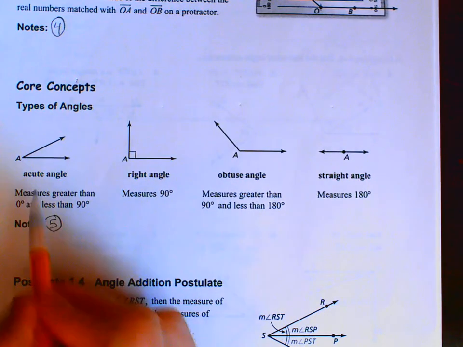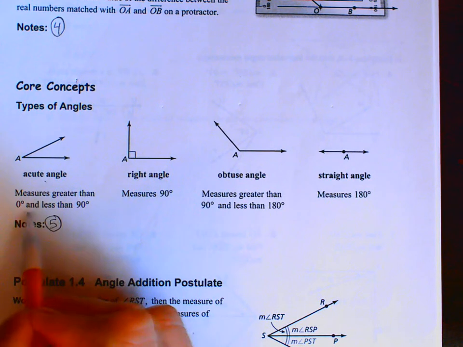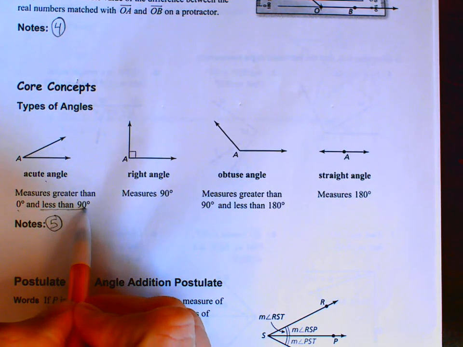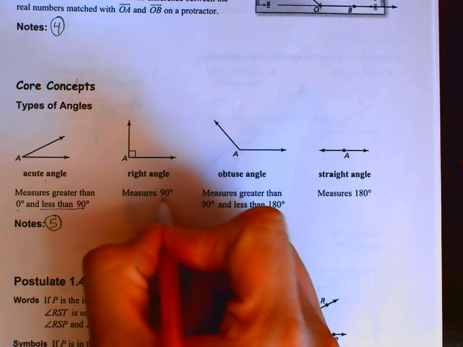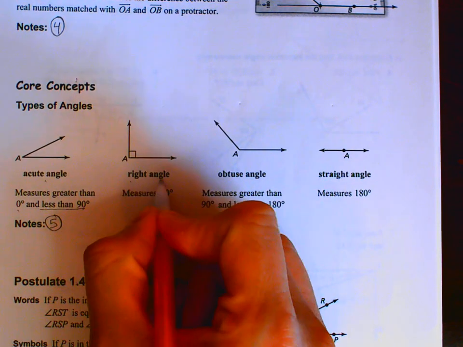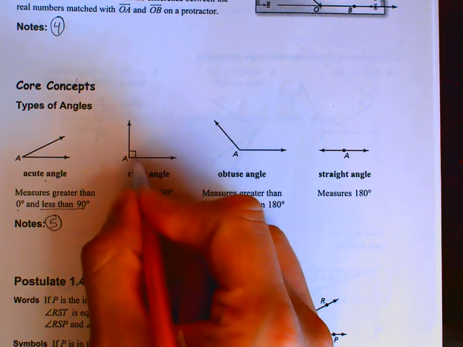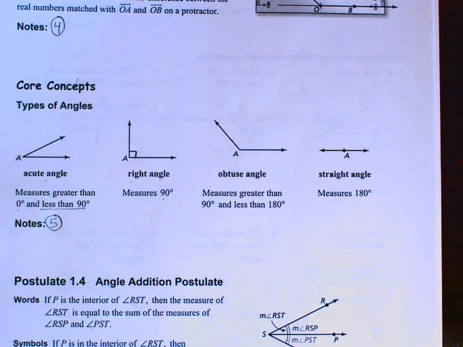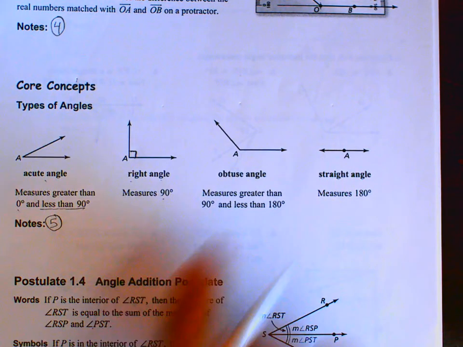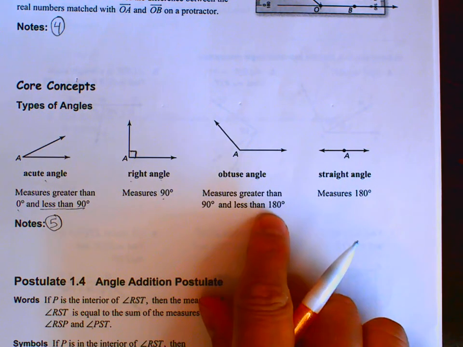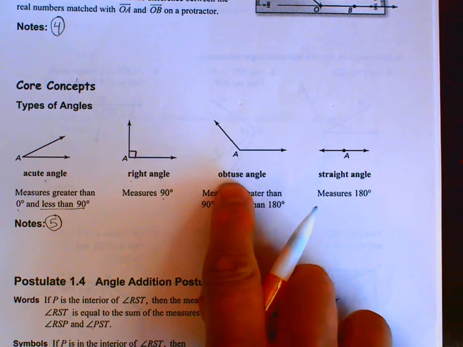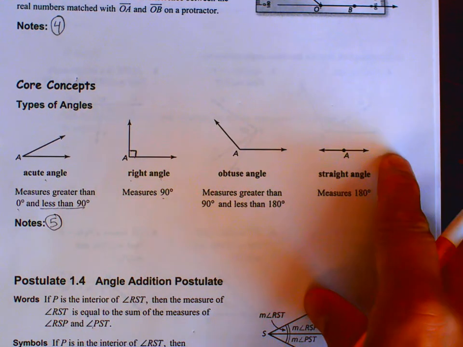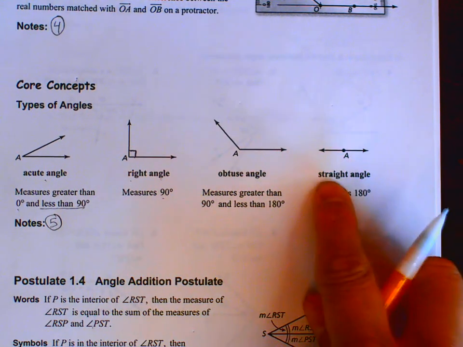The first one is the acute angle. An acute angle is an angle that measures from 0 to strictly less than 90 degrees. If it measures 90 degrees, it's called a right angle, and you can sometimes see that in a diagram shown by a little box right there. Any angle that is bigger than 90 but strictly less than 180 is called an obtuse angle. And any angle that forms a straight line, like this one, is called a straight angle.